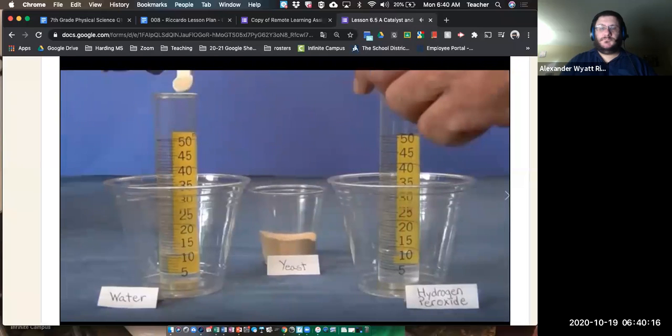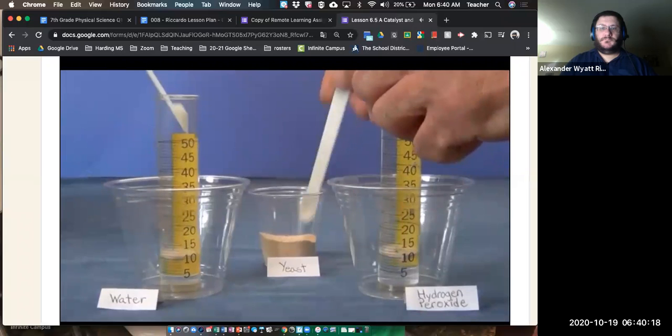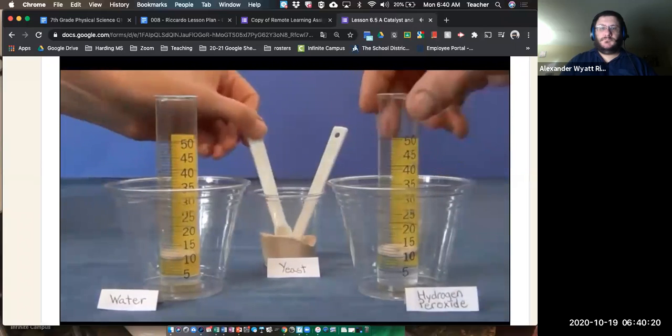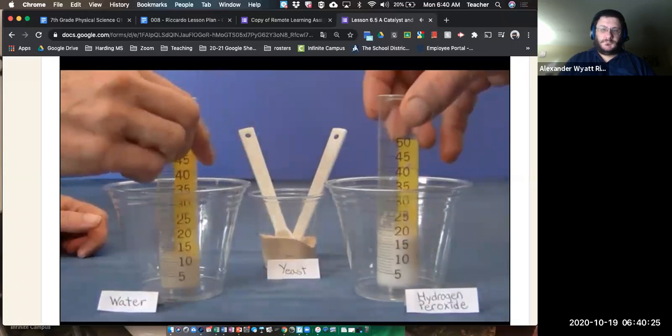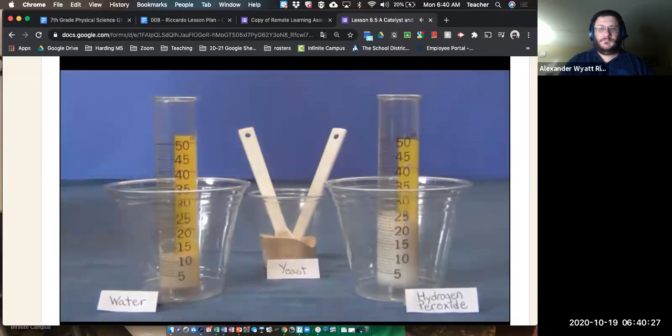In this video, the same amount of yeast is also added to water on the left to make sure that the reaction we observe is truly caused by the breakdown of hydrogen peroxide and not caused by the way yeast acts in water. All the substances are at the same temperature. Both the water and the hydrogen peroxide each have 1 drop of detergent solution added to them.